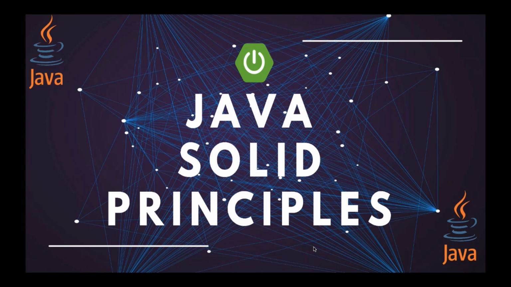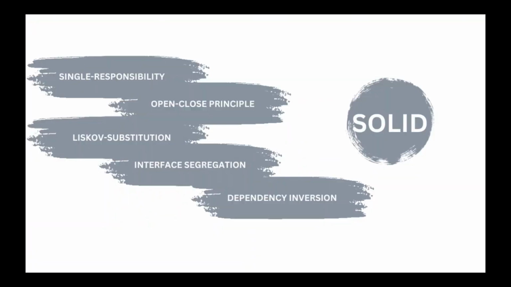And today we are looking at Java SOLID principles. We want to dive deep into these, understand what they are and what they're used for, and how we can implement them in our real life Java development projects. So, what are SOLID principles? SOLID basically stands for Single Responsibility, Open Closed principle, Liskov Substitution, Interface Segregation, Dependency Inversion. So let's jump right in and see what these entail.